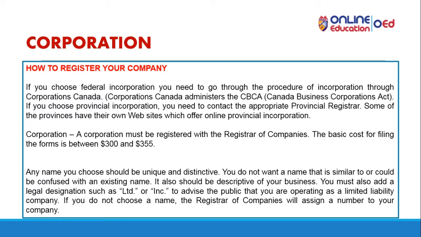On the other hand, you need to undergo the legal procedures when you choose to establish your corporation under federal incorporation. So a corporation must be registered with the Registrar of Companies. The basic cost for filing the forms is between $300 and $355. So this only applies in Canada.